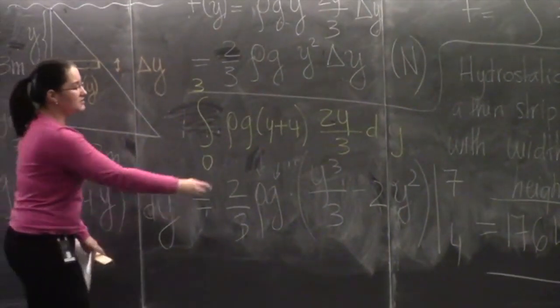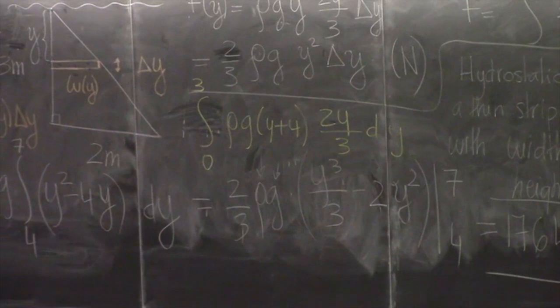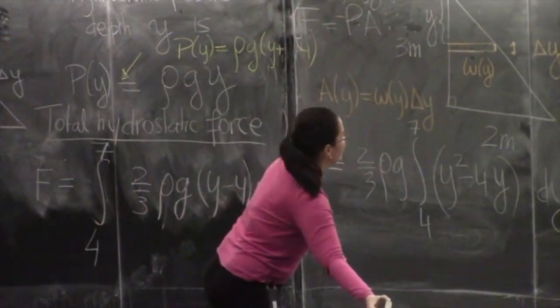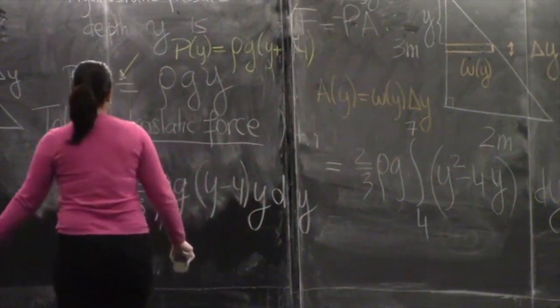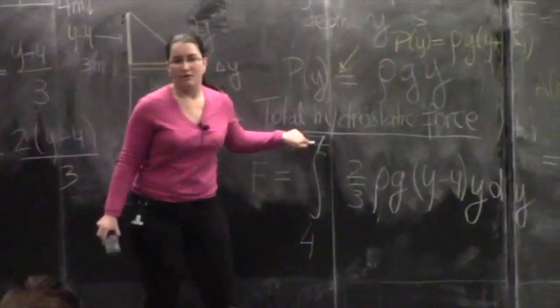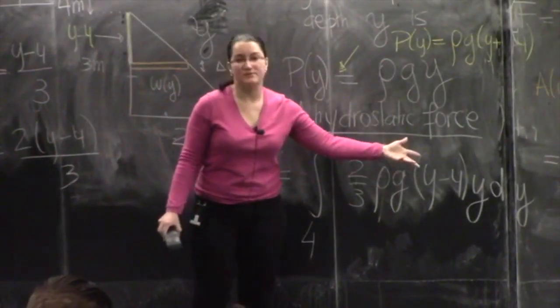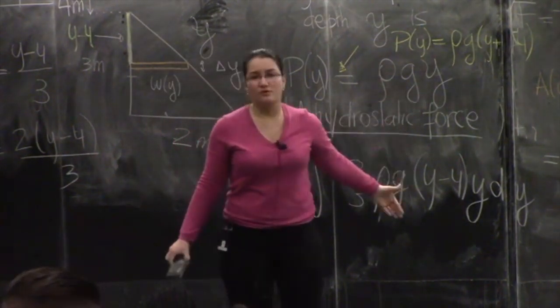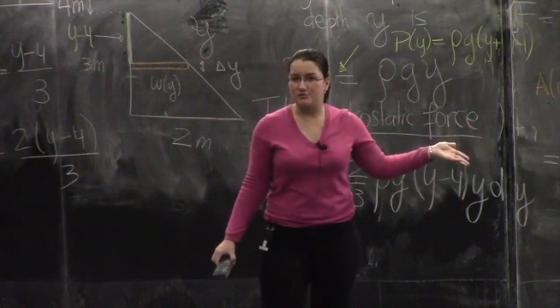And you notice the connection between these two integrals. Just compare this one to the one in yellow. That's an integral between 0 and 3 of rho g times y plus 4 times 2y over 3. And this is an integral between 4 and 7 of 2 over 3 rho g times y minus 4 times y. So you should straightforwardly see the connection in terms of substitutions.